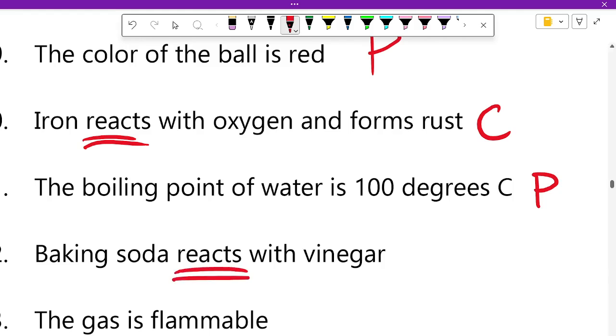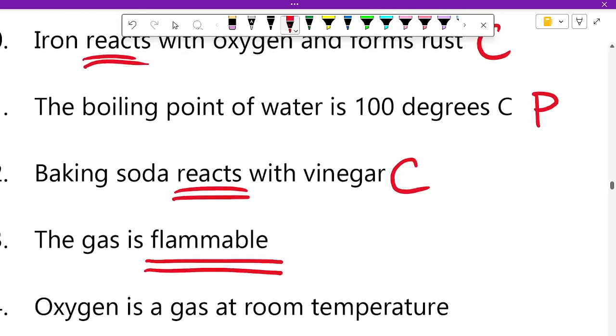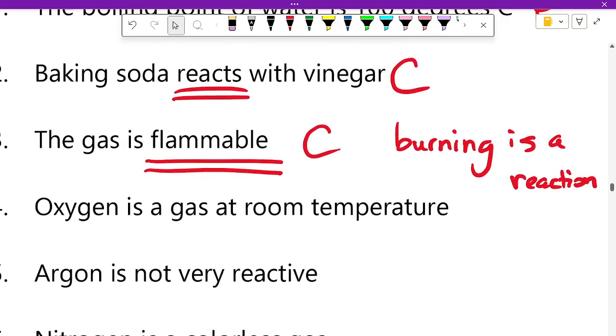Baking soda reacts with vinegar. Chemical. Gas is flammable. Chemical, because it's talking about how it burns. A burning is a reaction, so chemical. Oxygen is a gas at room temperature. That is physical, because it's just talking about its state.